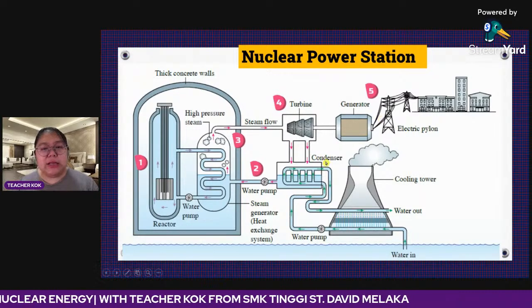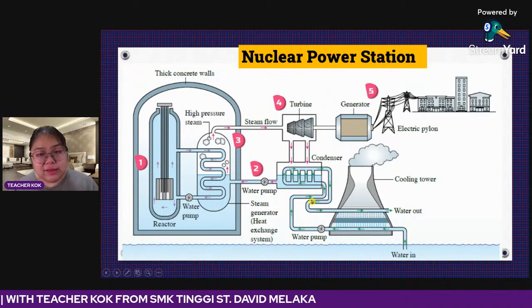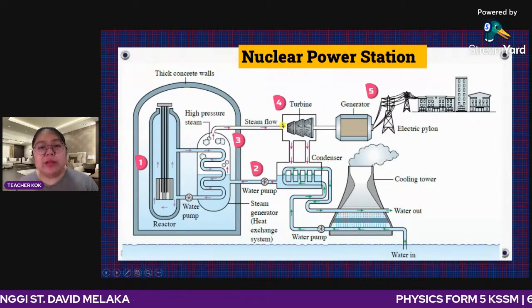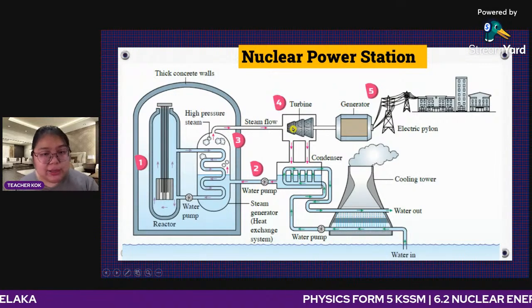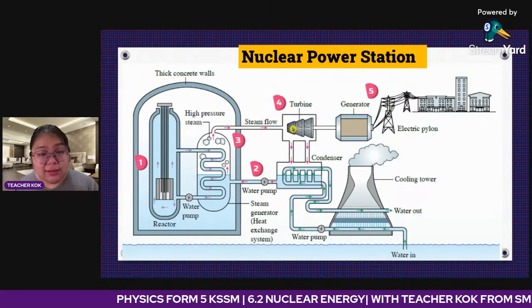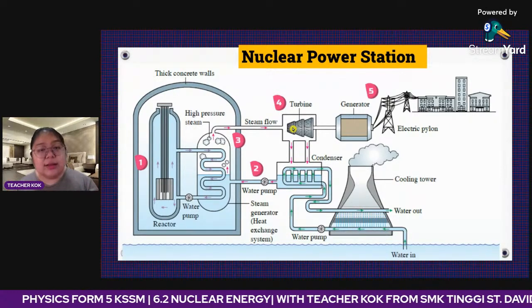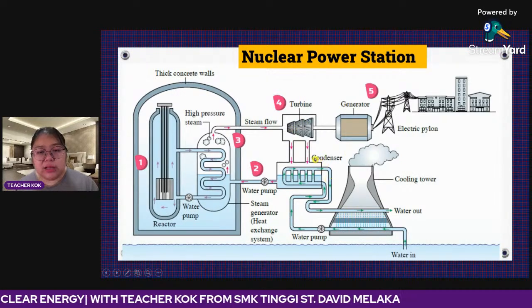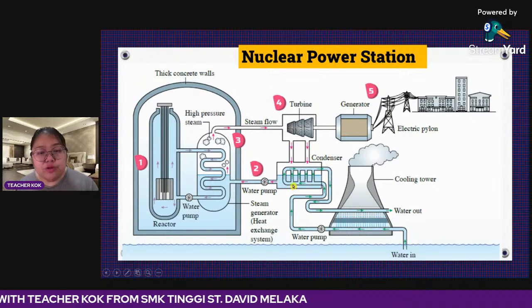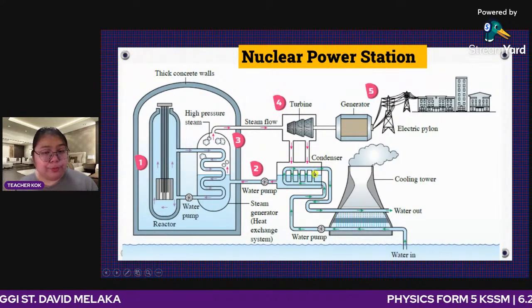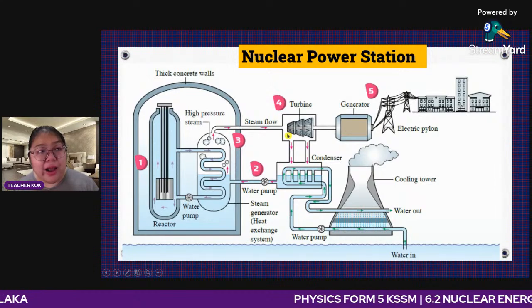Now you can see the bottom part. There is a condenser. What's the function? The steam turns the turbine, and some of the steam after turning will condense. So the steam will go back to liquid. When it condenses, it will drop. All the liquid will drop here. So the liquid will cool down, because this steam is at a very high temperature.